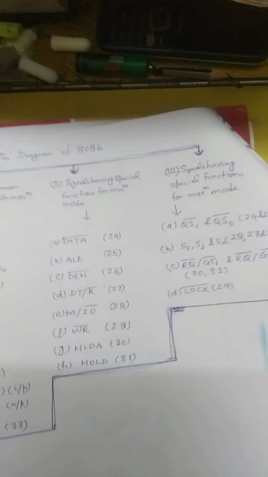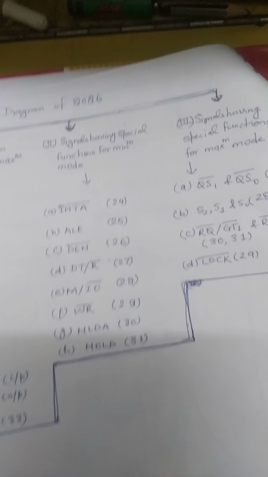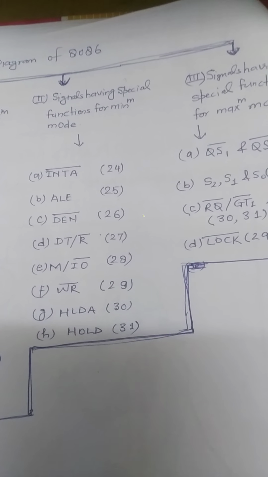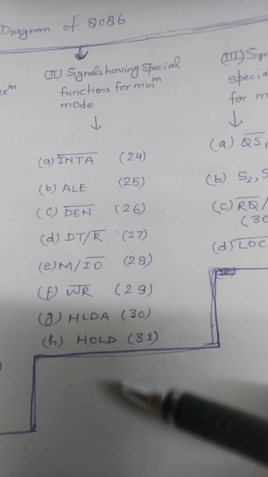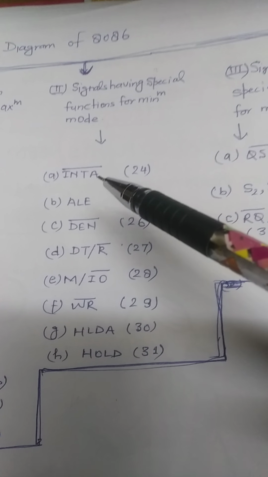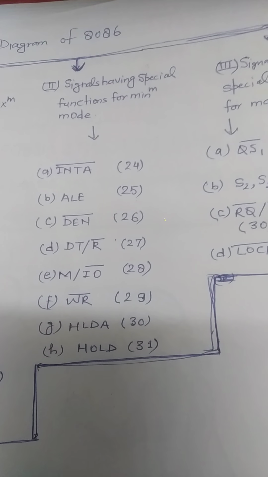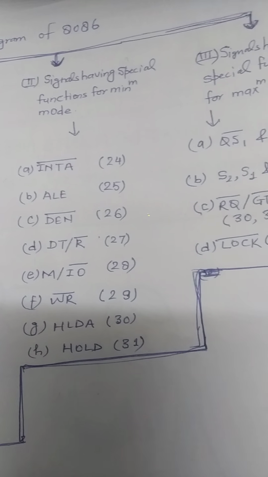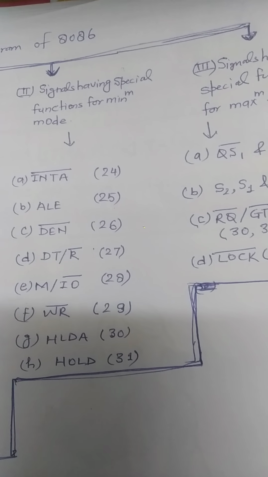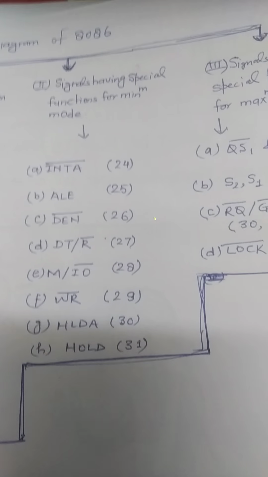Second category of signals are those signals which are especially for minimum mode of operation. Here, these are the signals. At pin number 24, there is a signal called INTA bar, that is interrupt acknowledge. It is an active low signal, and it is used to acknowledge the receipt of the interrupt, that is INTR.